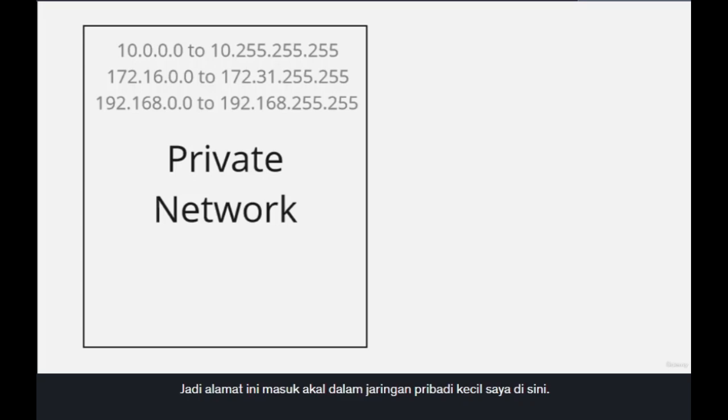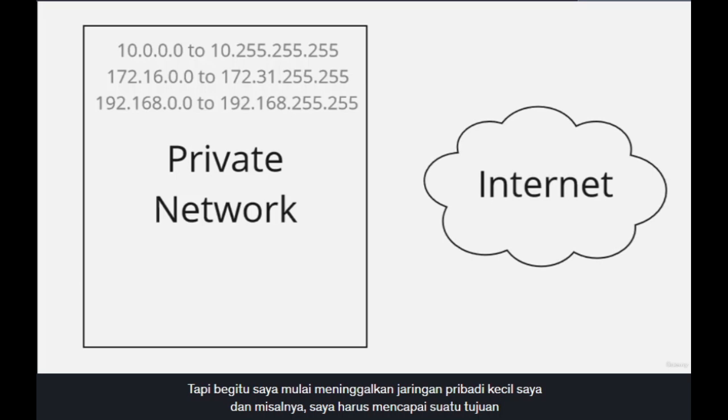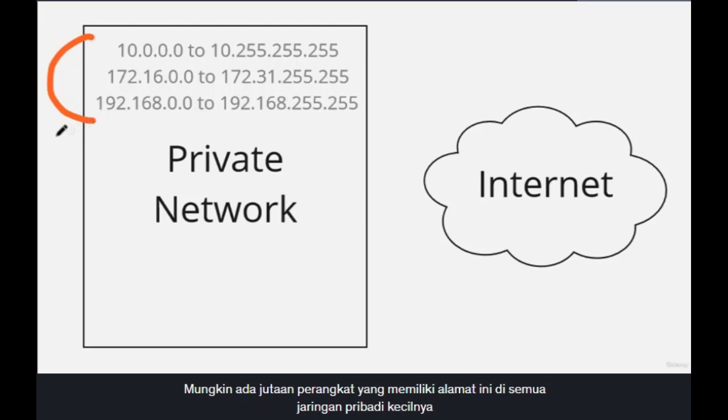So these addresses make sense inside of my little private network here. But once I start to leave my little private network, and for example, I need to reach some destination on the internet, well, these addresses don't make sense on the internet. There may be millions of devices that all have these addresses in all their little private networks all over the world. So yeah, these little addresses don't make sense on the internet.